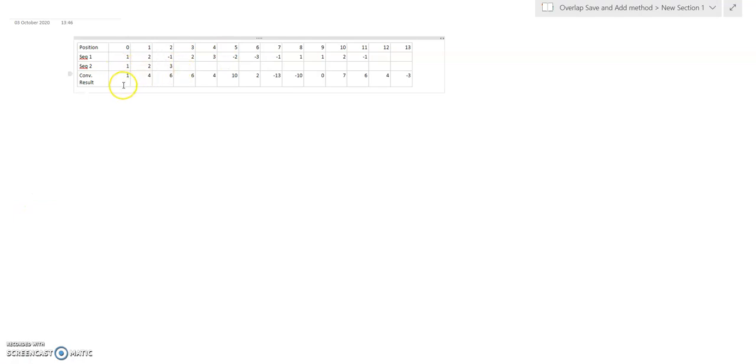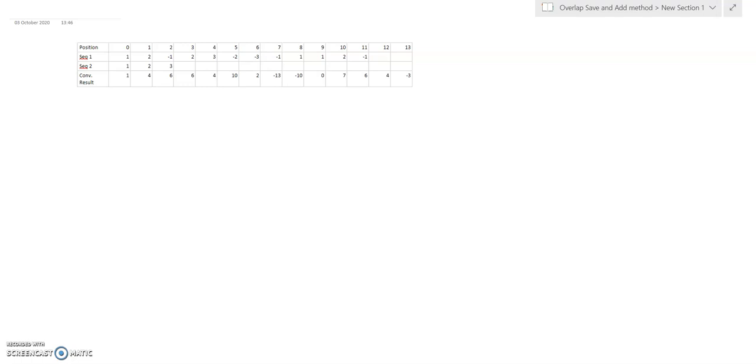And now the convolution result you expect to come out will be 1, 4, 6, 6, 4, 10, 2, -13, -10, 0, 7, 6, 4 and -3. This you could verify with the tabular method for linear convolution, and you can see that that is the desired output. Also, sequence 1 is of length 12 and sequence 2 is of length 3, so the output of the linear convolution should have length 12 plus 3 minus 1, that is 15 minus 1, equal to 14, and hence the output spans from 0 to 13.